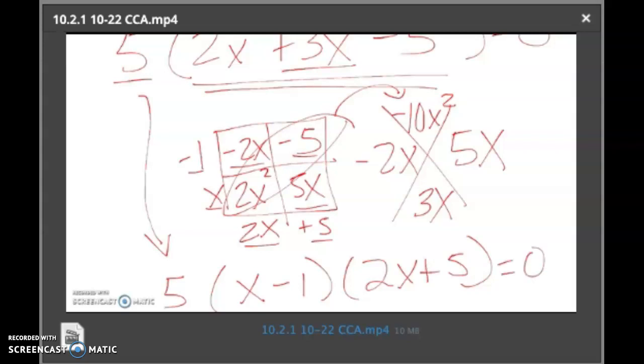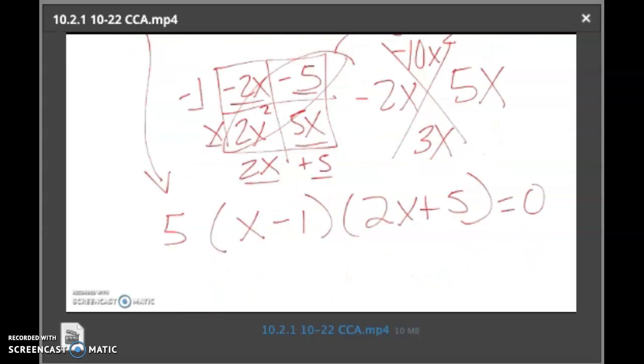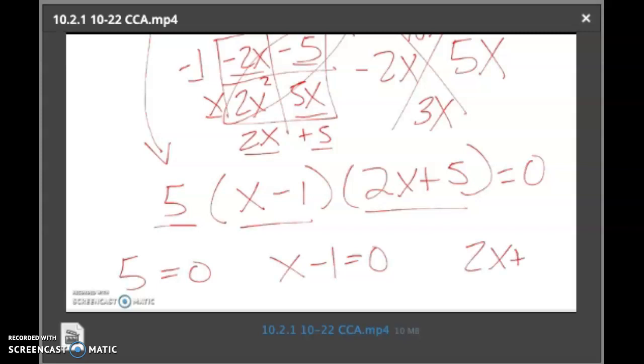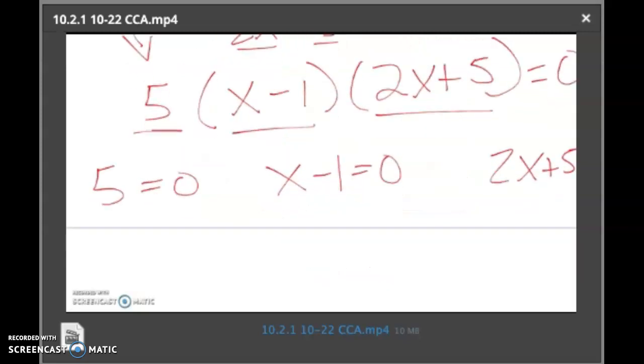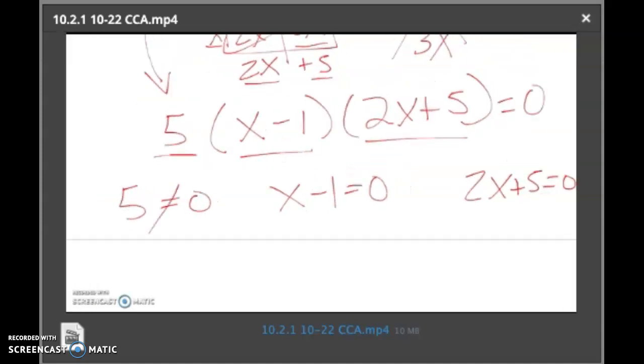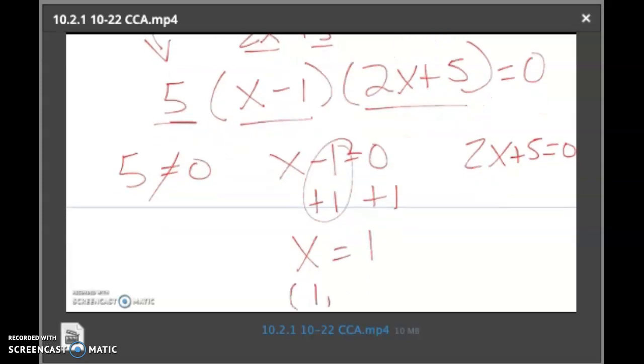And then remember, this is set equal to 0 because now we're going to use the zero product property and set each factor equal to 0. So here I have 3 factors. There's one, there's another, and there's another. I'm going to set them each equal to 0. Okay, so we know that 5 is not equal to 0, so that is not going to be one of our roots. But I can solve these and see that I get a root at x equals 1, or the point (1, 0).